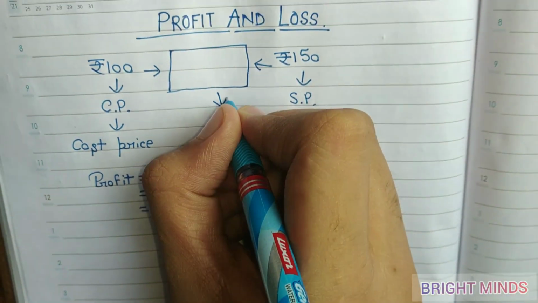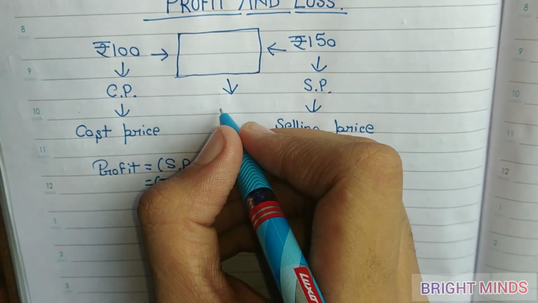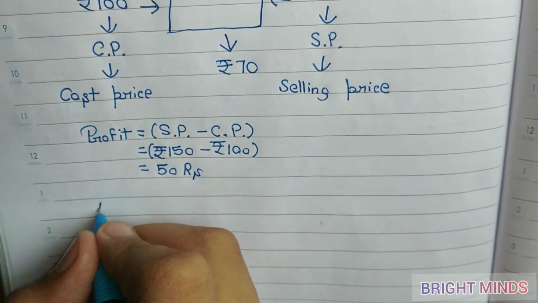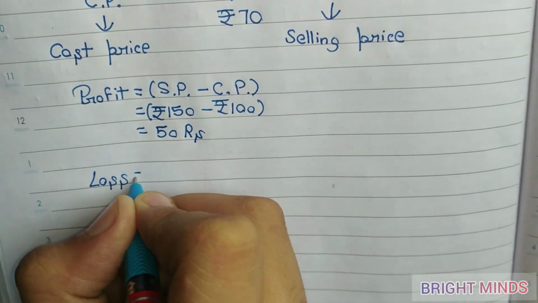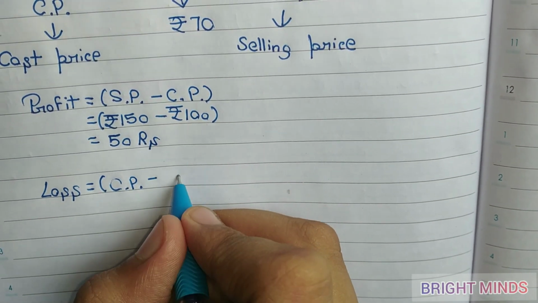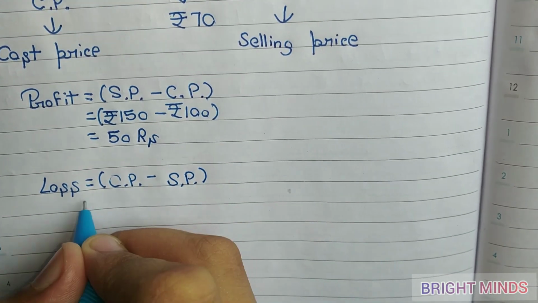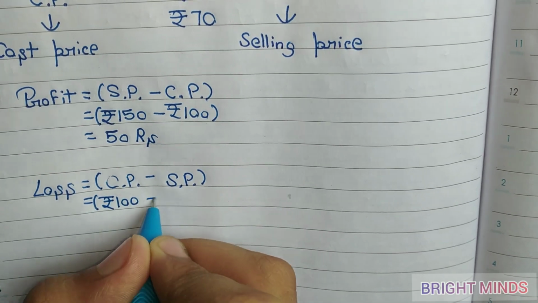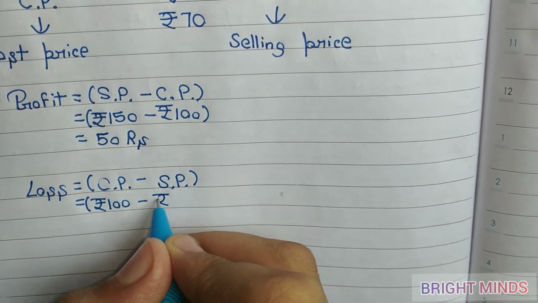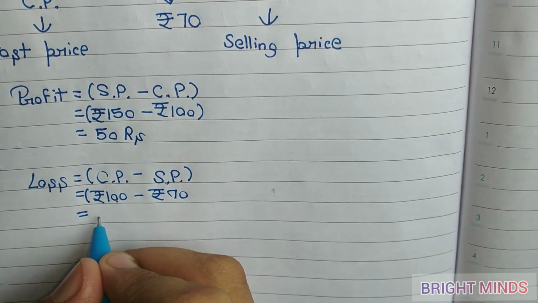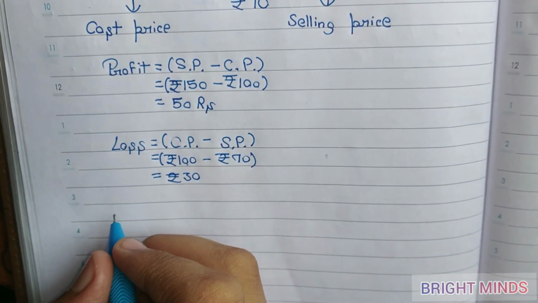Now suppose you have sold this book to your friend B for ₹70. Now you have a loss. Loss is equal to CP minus SP. Here CP is equal to ₹100 and SP is equal to ₹70. Now 100 minus 70 is equal to ₹30.